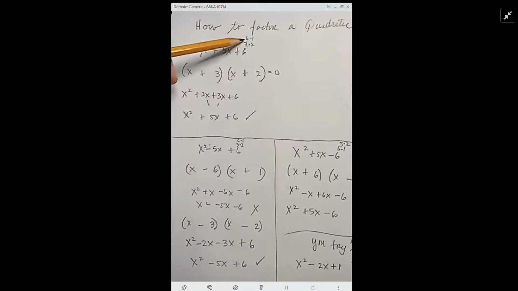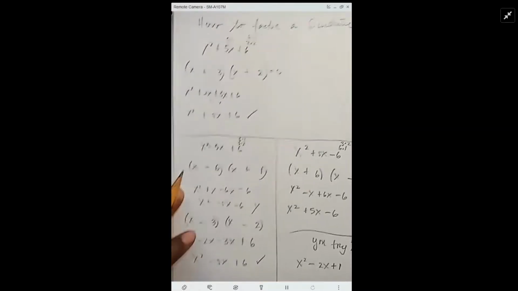Now, I said, okay, 3 and 2, because I'm going to add 3 and 2 to get 5, and I'm going to multiply 3 and 2 to get 6. So I reverse it to check it. x times x, x squared, we said that. x times 2, 2x. 3 times x, 3x. 3 times 2 is 6. We combine these two middle terms, we get 5x, so we got x squared plus 5x plus 6. That worked out. Let's look at a second example.